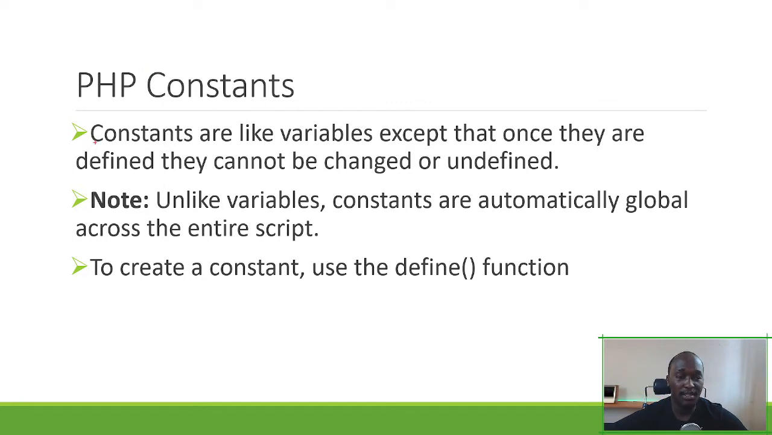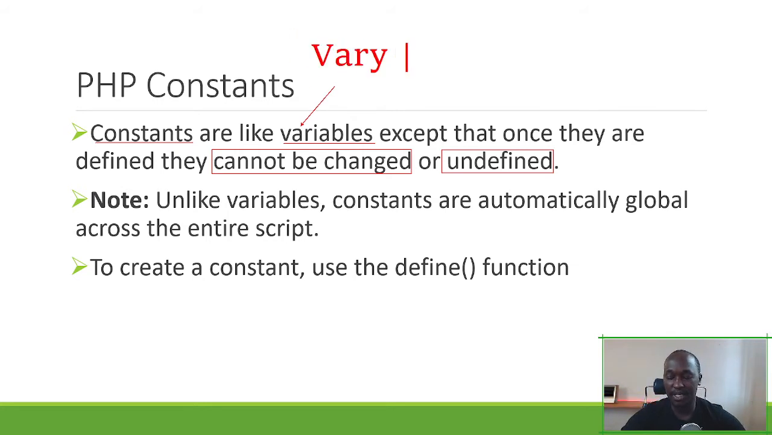So a constant is actually a variable. The only difference is that it cannot be changed or undefined. It's called a variable because it can vary. What does that mean exactly? It means that, let me just do that example here.